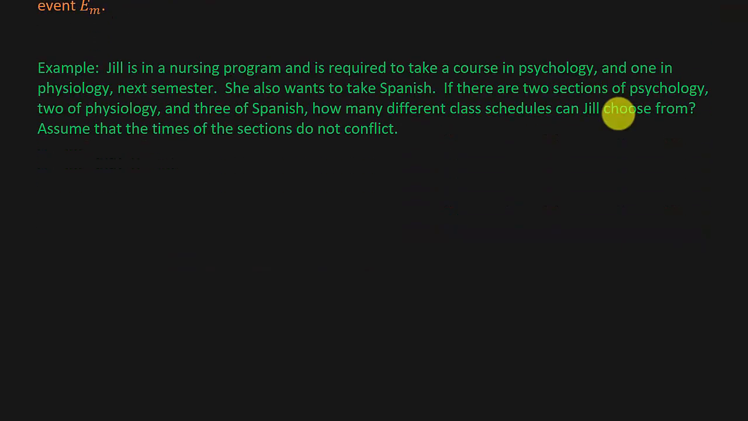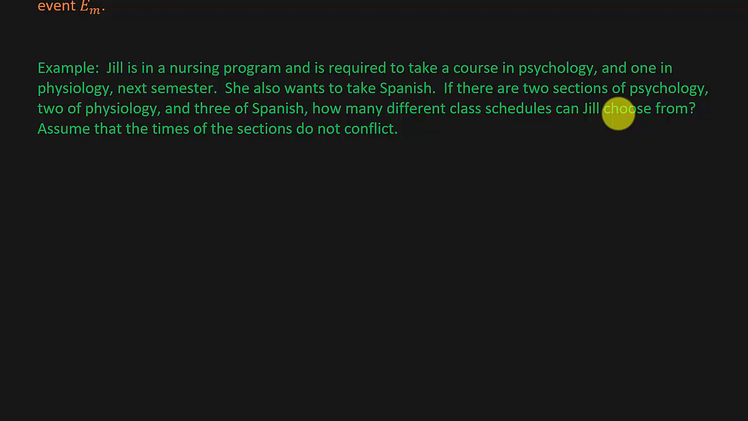It says Jill is in a nursing program and is required to take a course in psychology and one in physiology next semester. She also wants to take Spanish. If there are 2 sections of psychology, 2 of physiology, and 3 of Spanish, how many different class schedules can Jill choose from? Assume that the times of the sections do not conflict. And you know, if you're in college, that's a big deal, making sure the times don't conflict. So we're going to assume that's not the case.